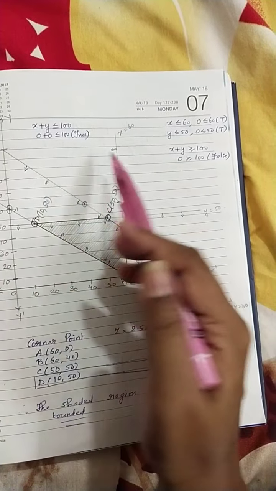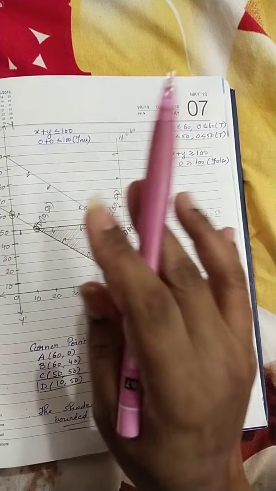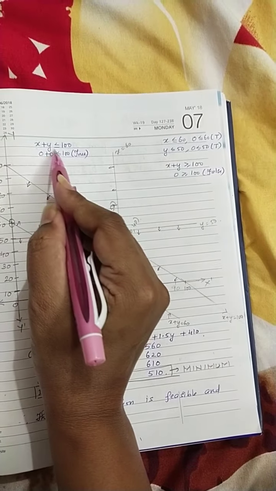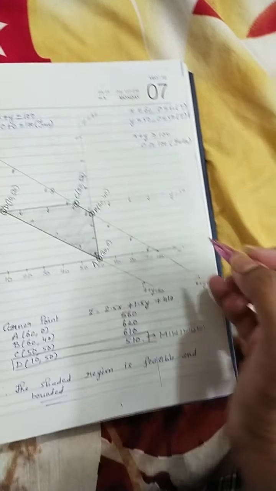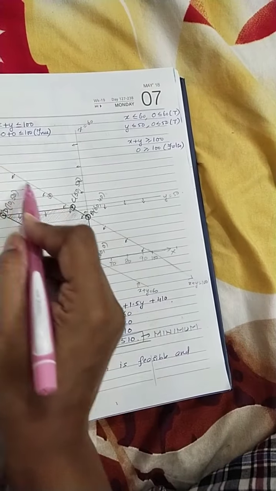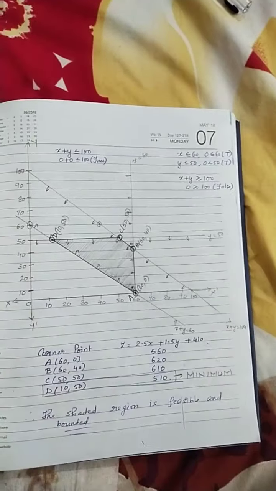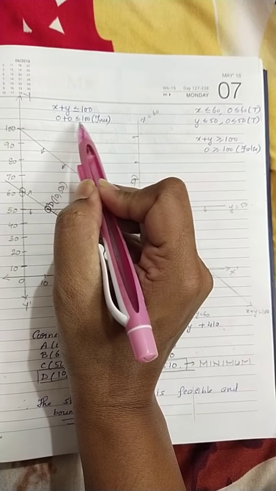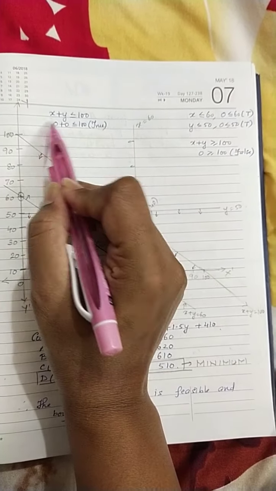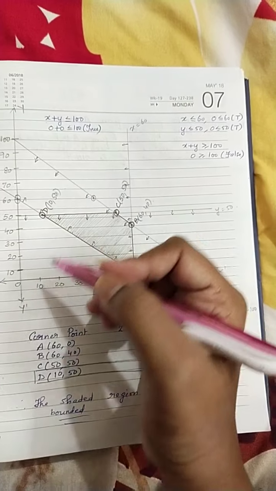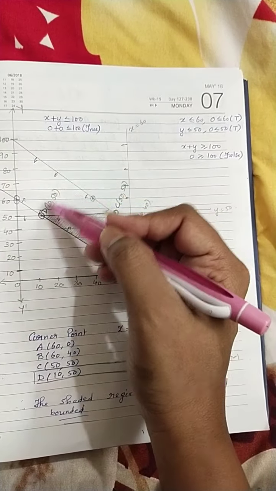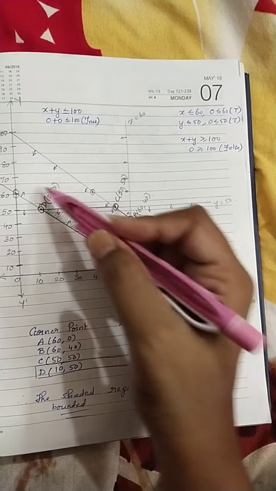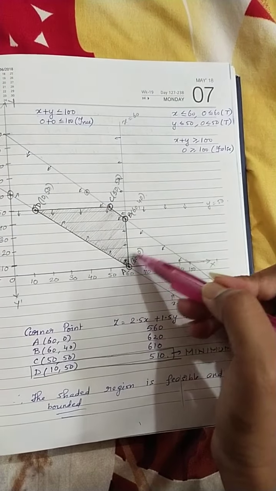Now, how to find the shaded region? First one is x plus y less than or equal to 100. I have substituted 0. This, the bigger line, is x plus y equal to 100. Now 0 less than or equal to 100, is it true? Yes. Now where is 0? This is 0. So in this direction the shaded region would be.